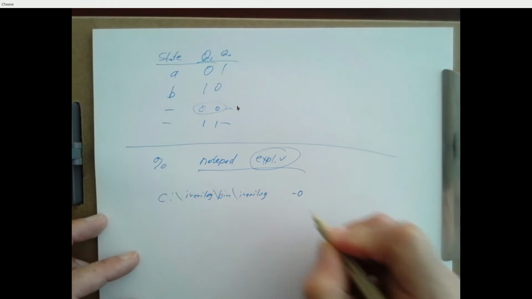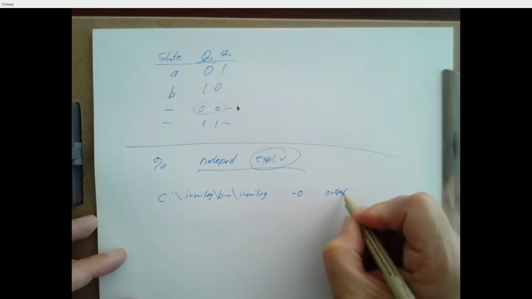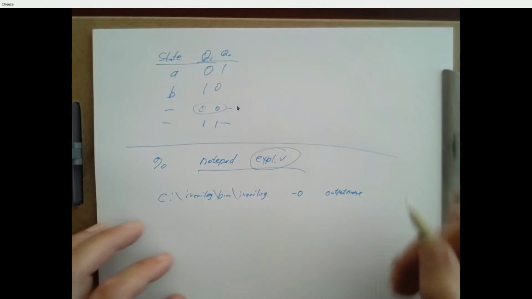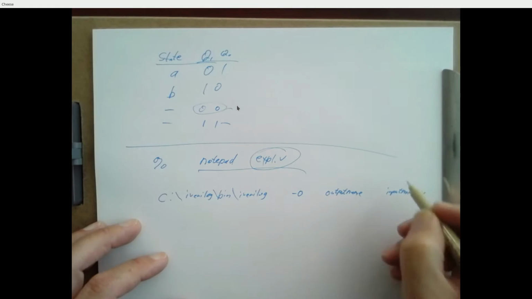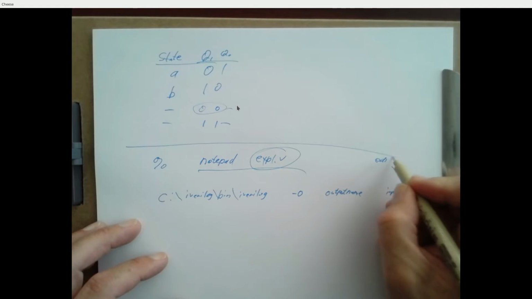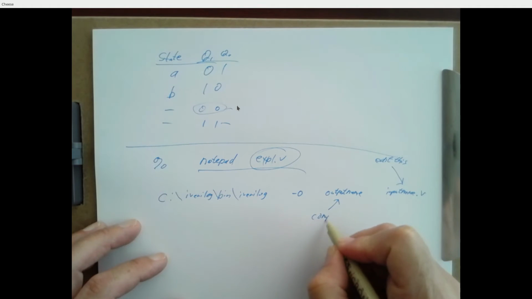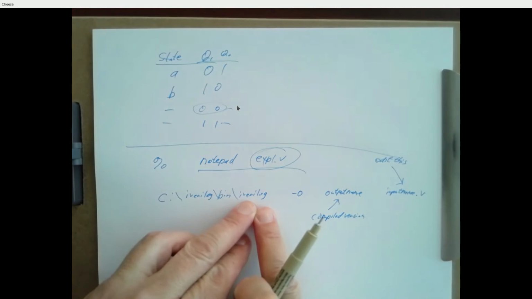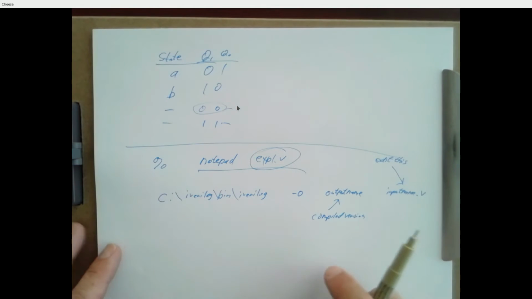Space, -o, space, output name. This is what you want to call the compiled thing. Space, input name .v. So that's the file that you're editing. This will be the compiled version. And this is the compiler, and you're saying compile this input file, but call the output name.